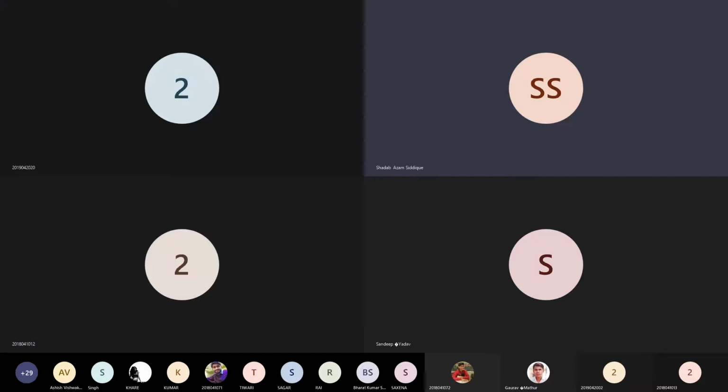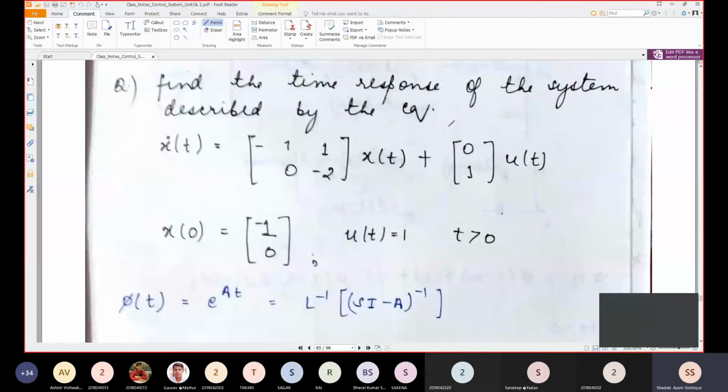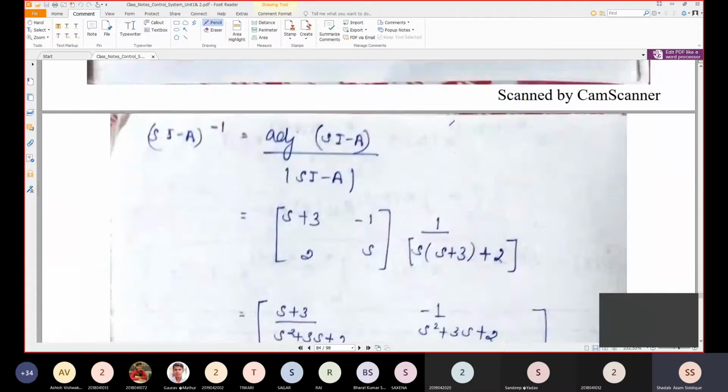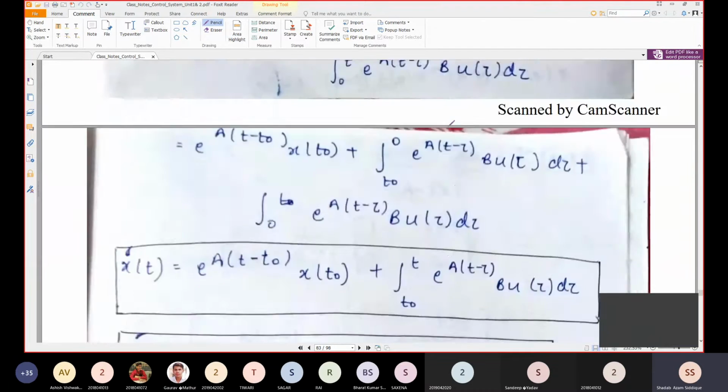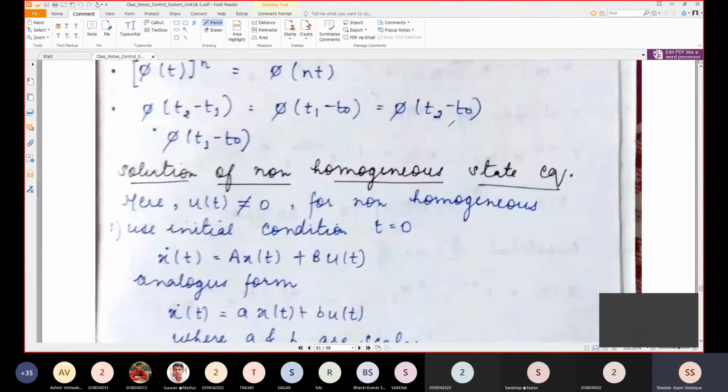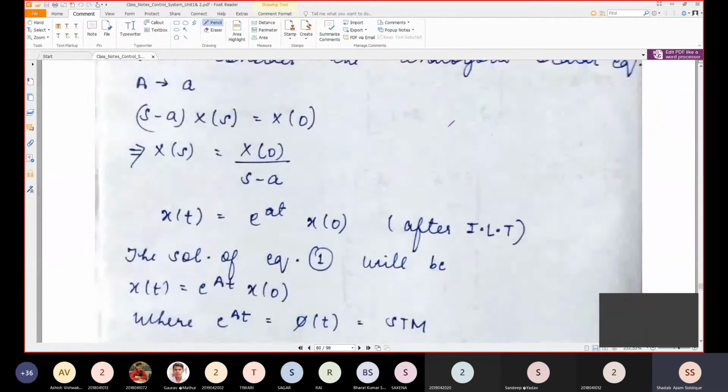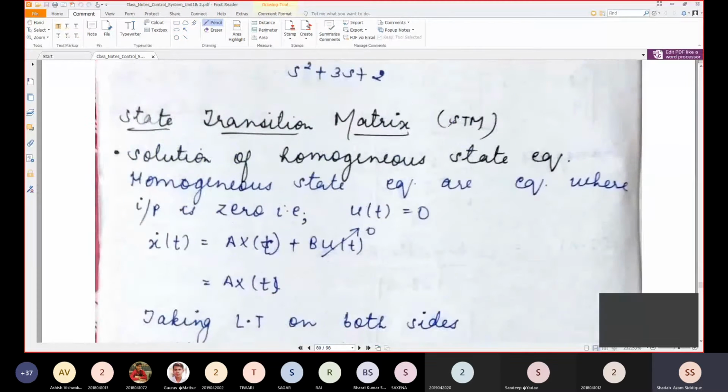Okay, in the previous class we were discussing the state transition matrix. The state transition matrix was represented by phi of s, which is equal to (sI minus A) inverse, and you can go through this phi of t. Let me have a quick revision of the state transition matrix.